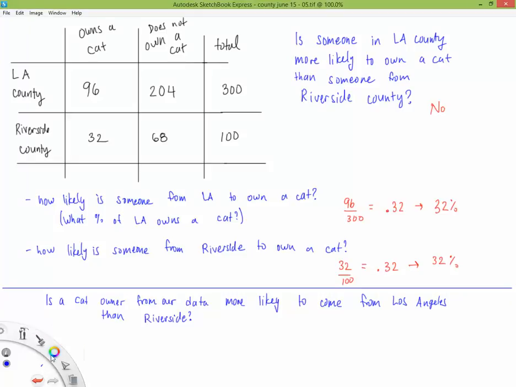Okay, and so here we got to figure out the total number of cat owners we have, and we have 128. Okay, and then I'm going to just break it down into two fractions here. Percentage of cat owners from LA, and then percentage of cat owners from Riverside. Okay, and so here we have 96 over 128, and over here we have 32 over 128. And here we see the answer is 75% versus 25%. So is the cat owner more likely to come from LA than Riverside? Yes. The answer is yes. Okay.